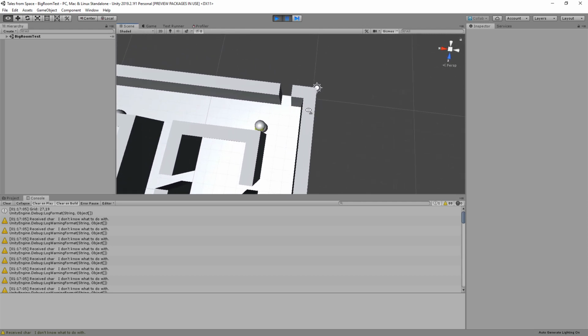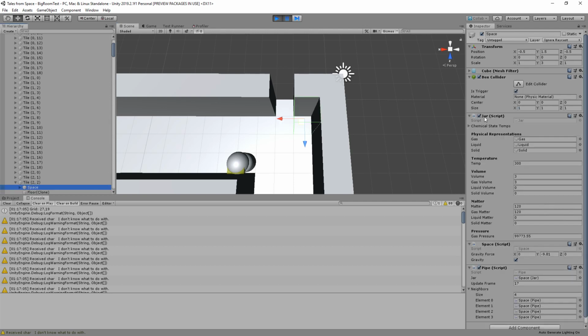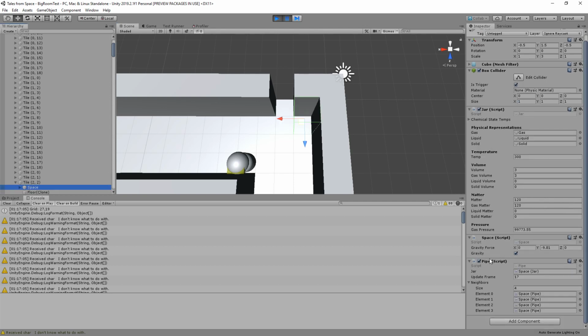what I was doing was, the empty space actually has a function attached to it called a pipe, and I'll show you what I mean. Go to the space on the right hand side. There is a second mono behavior under space called the pipe, and that's actually what handles the airflow.